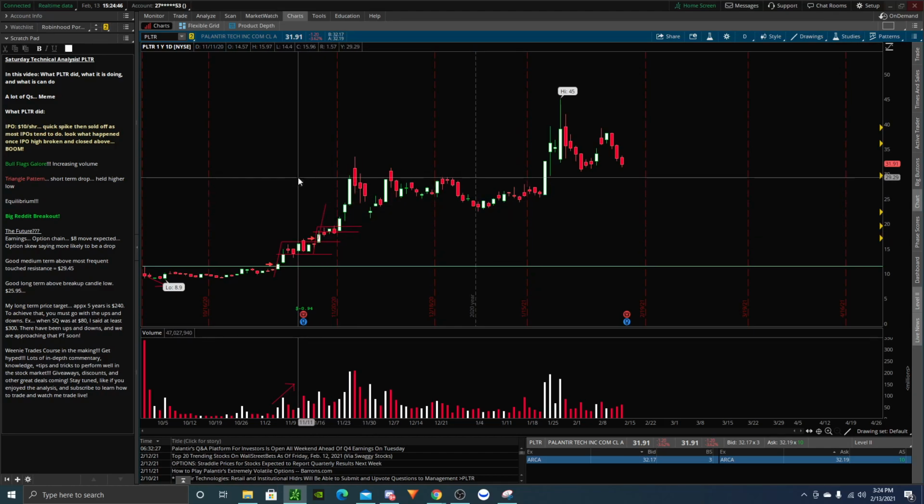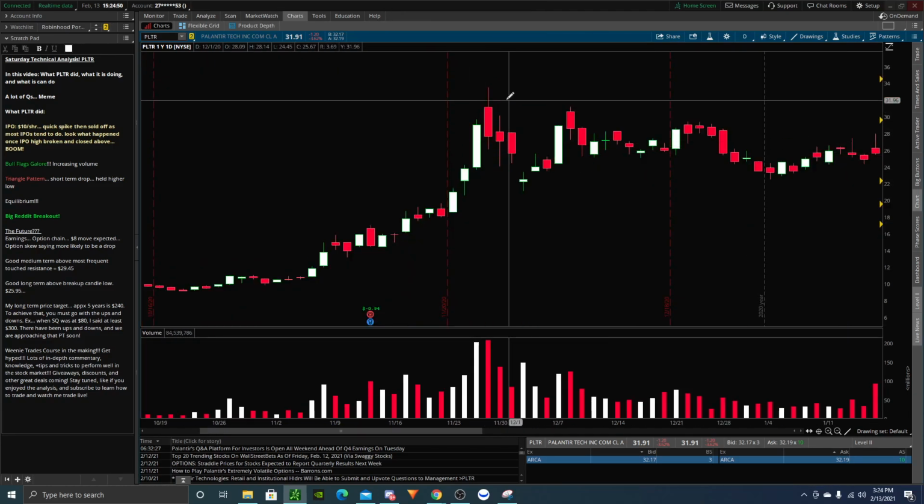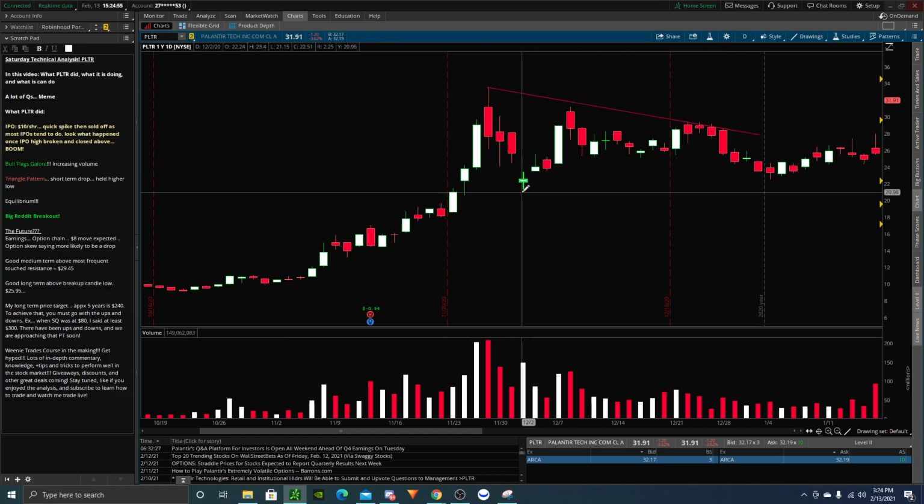Then PLTR did an equilibrium price. So let's clear the drawing set. Equilibrium, we kind of did like a triangle pattern type of deal. We're making lower highs. At the same time, we're making higher lows. So there's your lower highs getting connected. Here's your higher lows. One way is going to break.